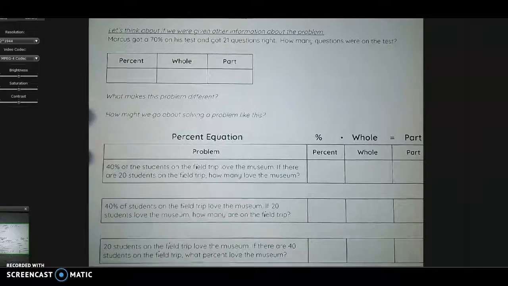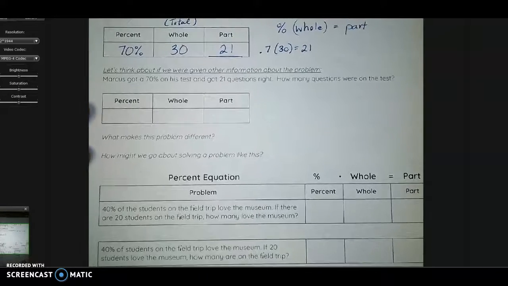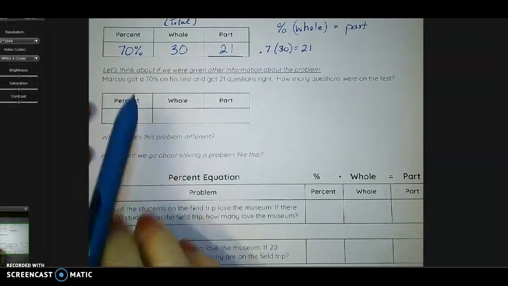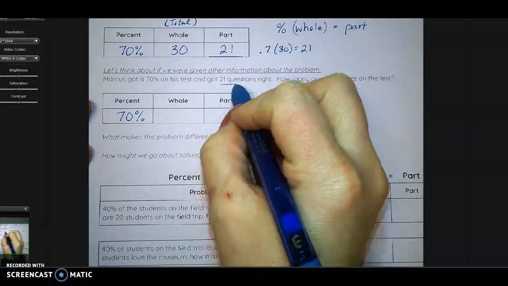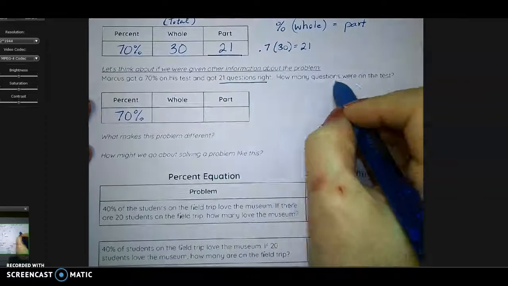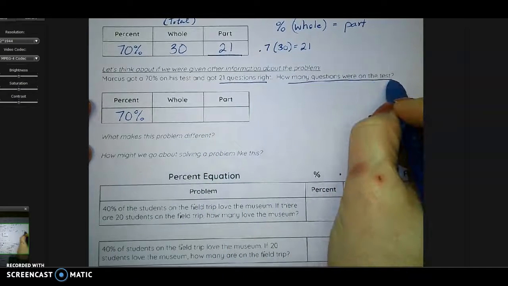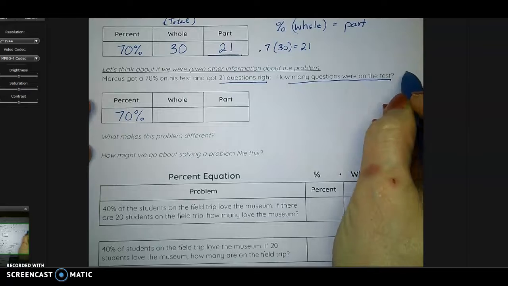What we're going to be looking at is kind of like going backwards. So we are going to be given questions like this one. Marcus got a 70% on his test, and that meant he got 21 questions correct. How many questions were there on the test? And you could kind of fit in those words "in total" on there.